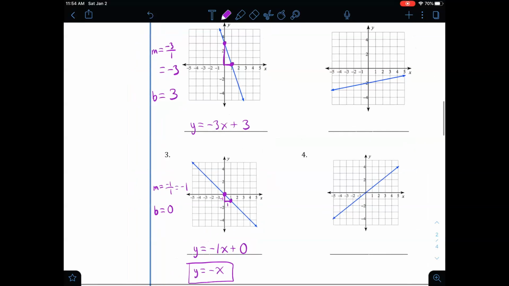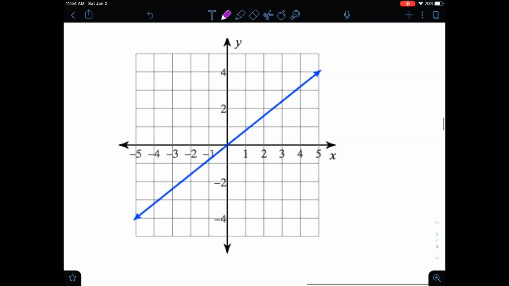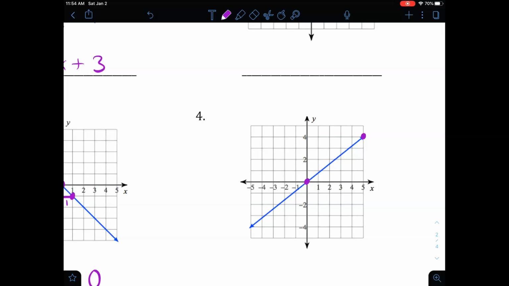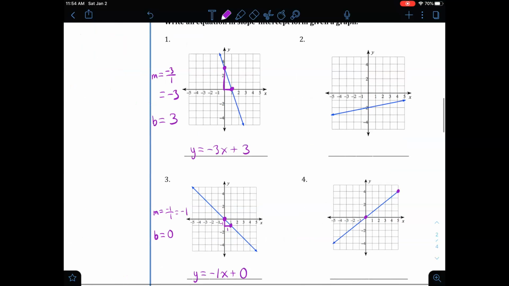All right, why don't you guys try 2 and 4 on your own. See how you do. Just so you are aware, I would pick these points for number 4, okay? The origin and also 5, 4. It looks like it's going to cross at the corners, but these do not actually intersect corners until they get to this part right here. All right, try 2 and 4 on your own. See how you do.